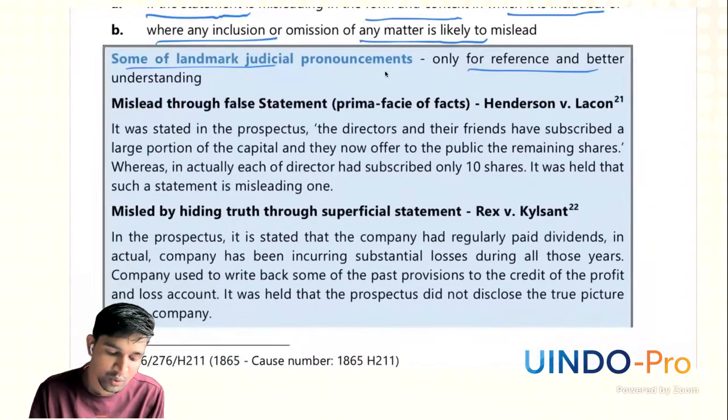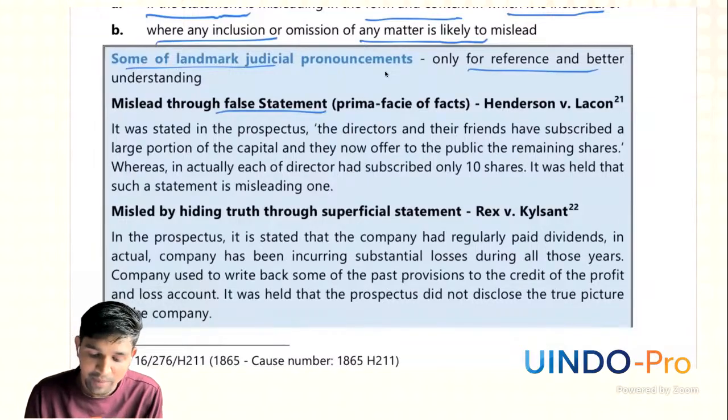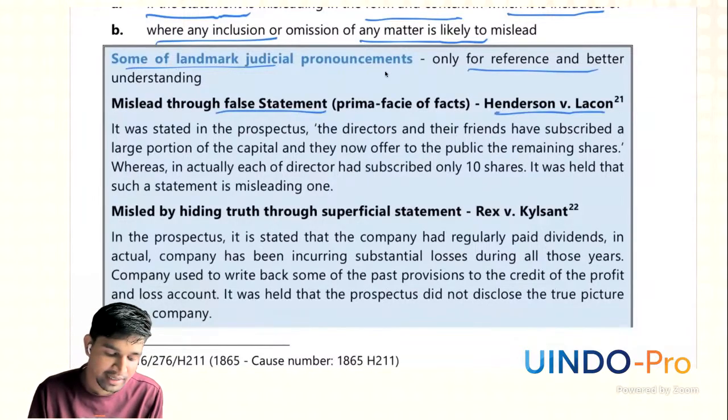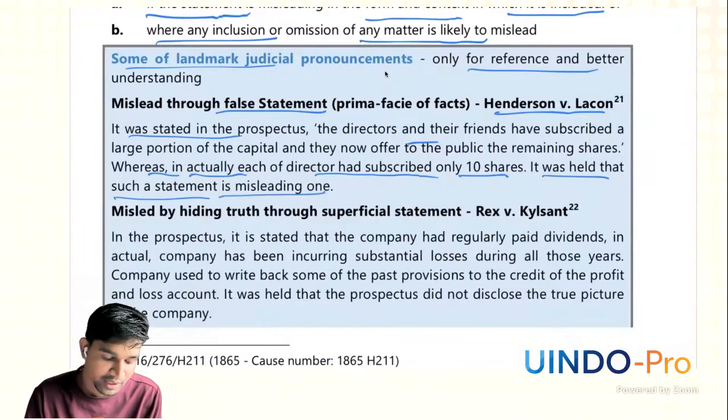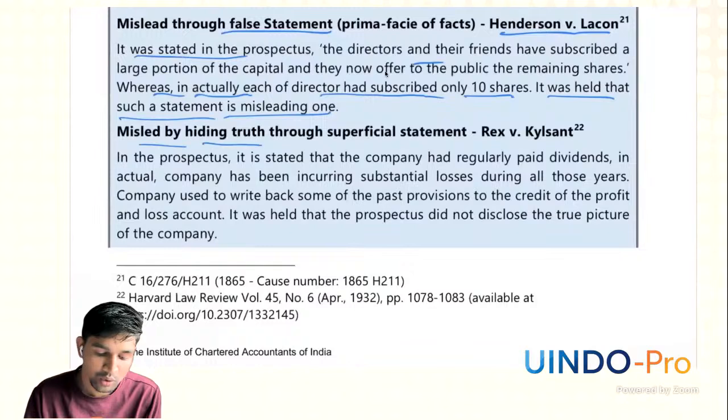First one is misleading through a false statement, prima facie of fact. Henderson versus Lacan. It was stated in the prospectus that the directors and their friends have subscribed a large portion of the capital and they now offer to the public the remaining shares. Whereas actually each of the directors had subscribed only 10 shares. It was held that such a statement is misleading.